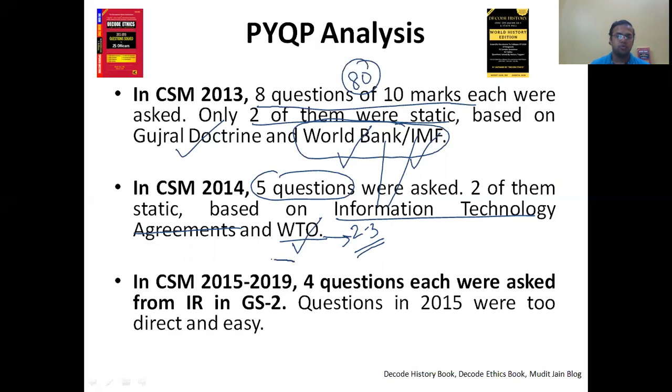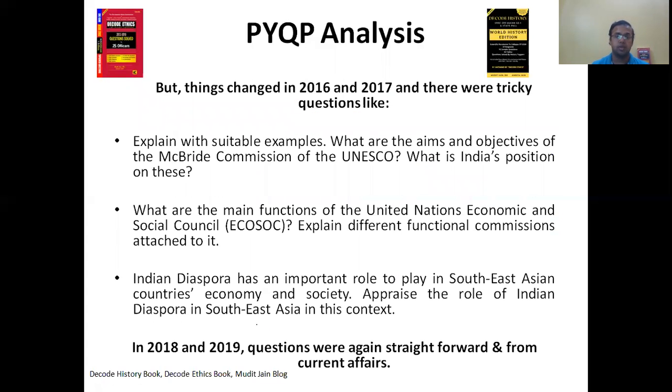Then from 2015 to 2019, every year 4 questions have been asked. In 2015, questions were very direct and very easy. But things changed quite a lot in 2016 and 2017, when very tricky questions were asked in IR.